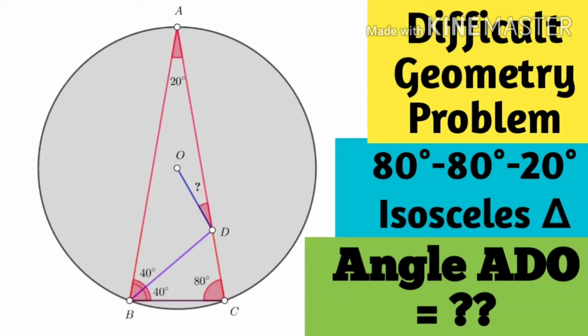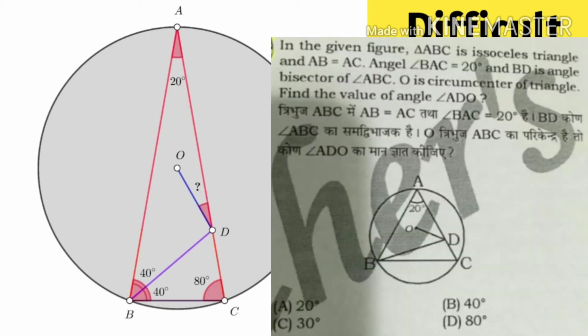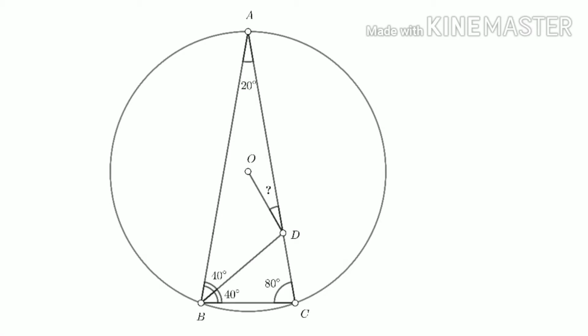Hello friends and students. One of my friends sent me an isosceles triangles question on WhatsApp. In the beginning when I saw this problem, it was looking simple, but in fact it was not. I found it very challenging, like other 80-80-20 isosceles triangle problems. So before looking at the solution, pause the video and try it yourself once.